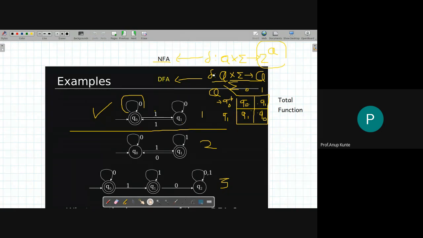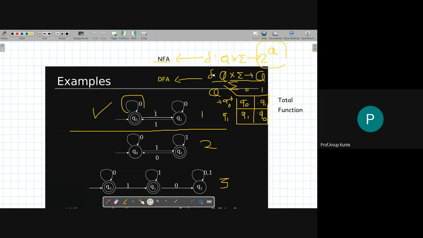Q cross sigma mapped to 2 raised to Q, in fact, inherently says that you are allowing non-determinism because now the function mapping can be not onto. तो एक criteria break कर रहे हो, 1 to 1 onto का criteria आप break कर रहे हो, for that not being a total mapping.